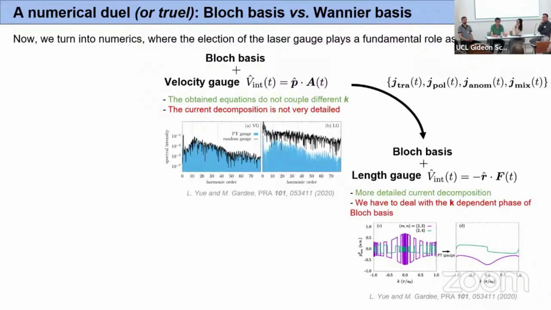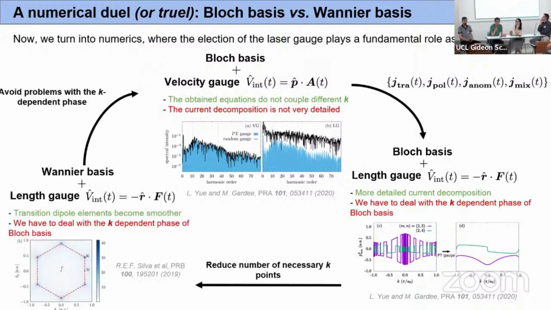the length gauge, where now the main problem is this K-dependent phase that we heard about in the talk this morning, which in numerics is typically random and leads to very huge problems when we compute the transition dipole matrix elements. And this is a problem that only appears in the length gauge. If we work in the velocity gauge, it doesn't matter how we do the numerics, we get the correct harmonic spectrum. And in order to fix this, what we have to do is to fix these gates and therefore we can solve somehow the problem.